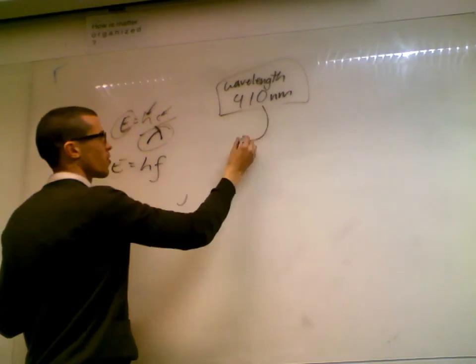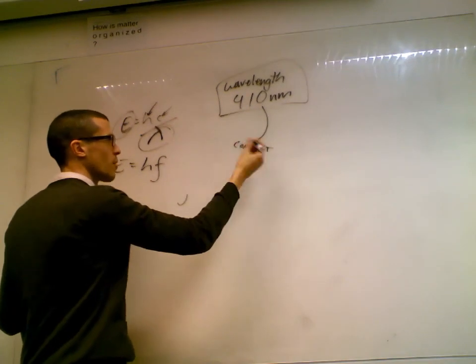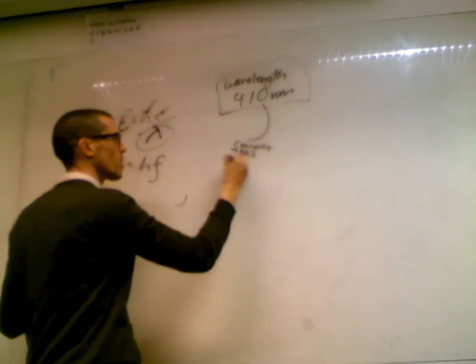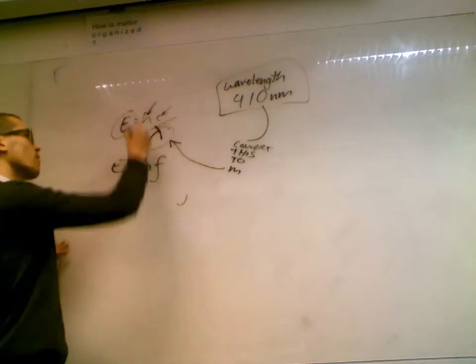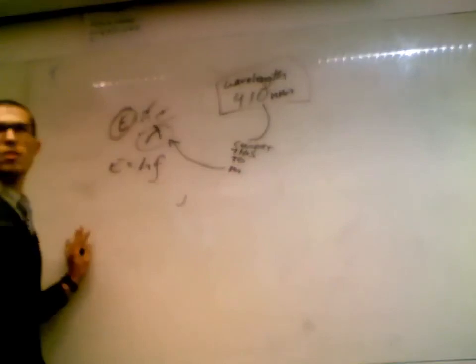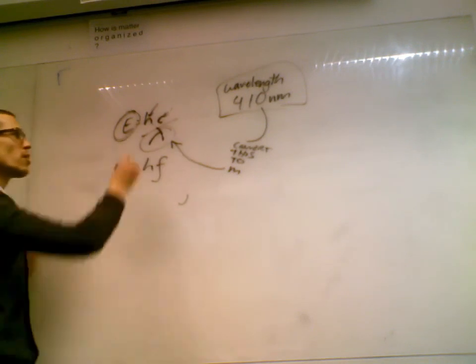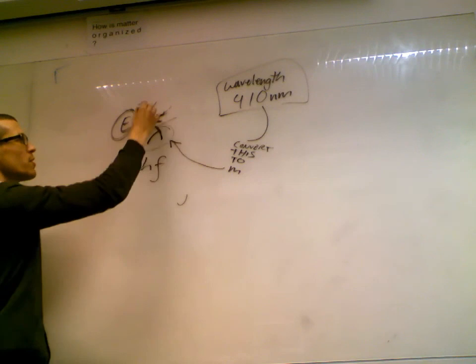You first have to convert this to meters, and then you can put that into that equation right there and figure out what the energy is. Because this is a constant, that is a constant. You don't need to do anything with those. You don't need to find those. They just are given to you.